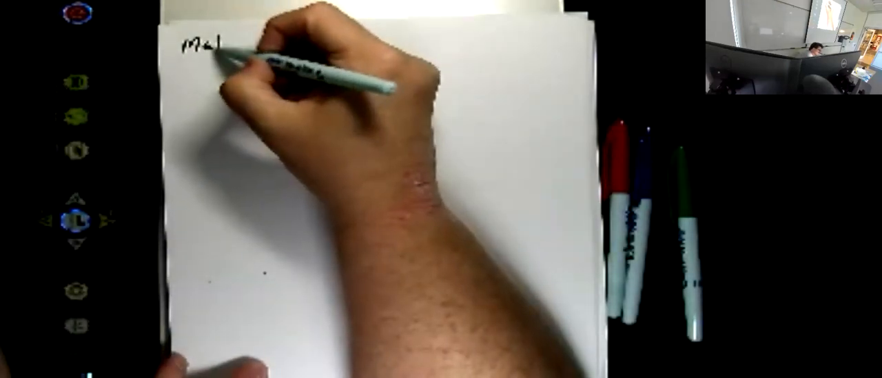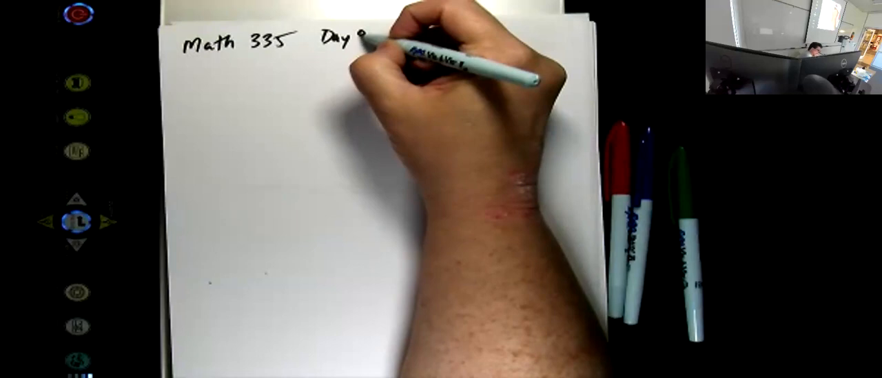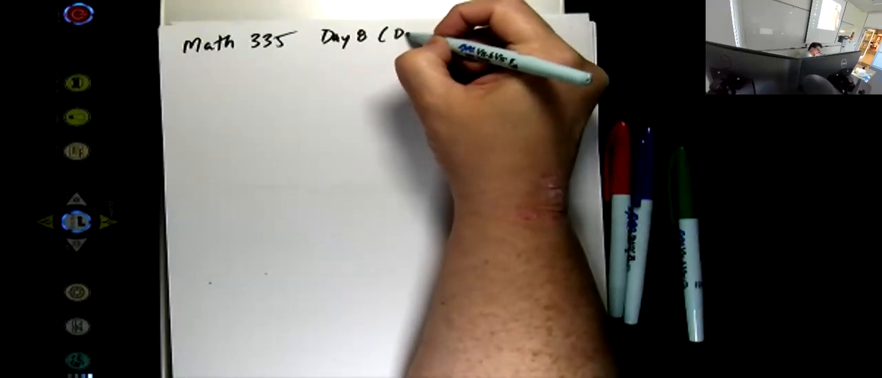All right, Math 335, that's what we're doing, right? 335. And we got thrown off a day, so this is day 8, not day 9. Day 8, or day 6 of lecture.